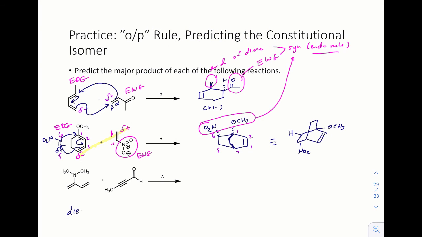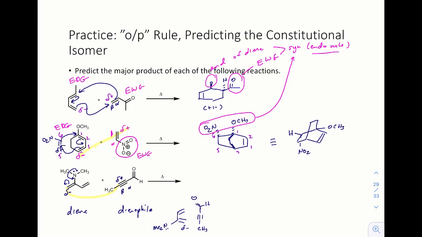Okay, I have dienes on the left today, dienophiles on the right, but we do see there's an electron donating group, and it is going to make this end of the diene partially negative. Now, this is an alpha beta unsaturated aldehyde, so the beta carbon is partially positive. That means that these two atoms will interact. They will attract one another.